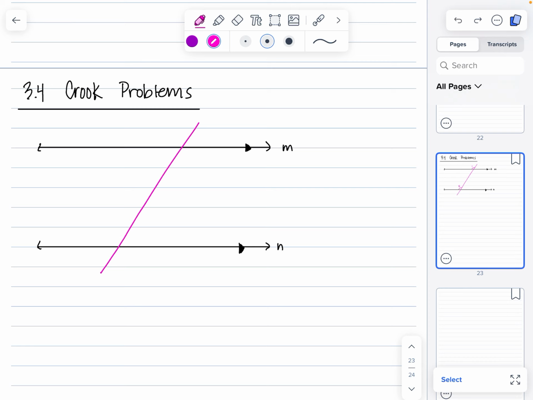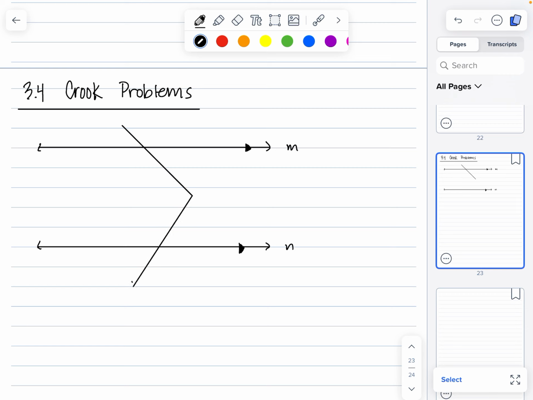A Crook problem is a problem that, let's call this M and N again, has a change of direction in the transversal. So it's very strange for something like this to happen, but it can happen. And if you have a change of direction in the transversal, it's not really a transversal anymore. Technically, there are two different transversals going on here. You have the one that's going down and to the right, and you have the other one that is going up and to the left.